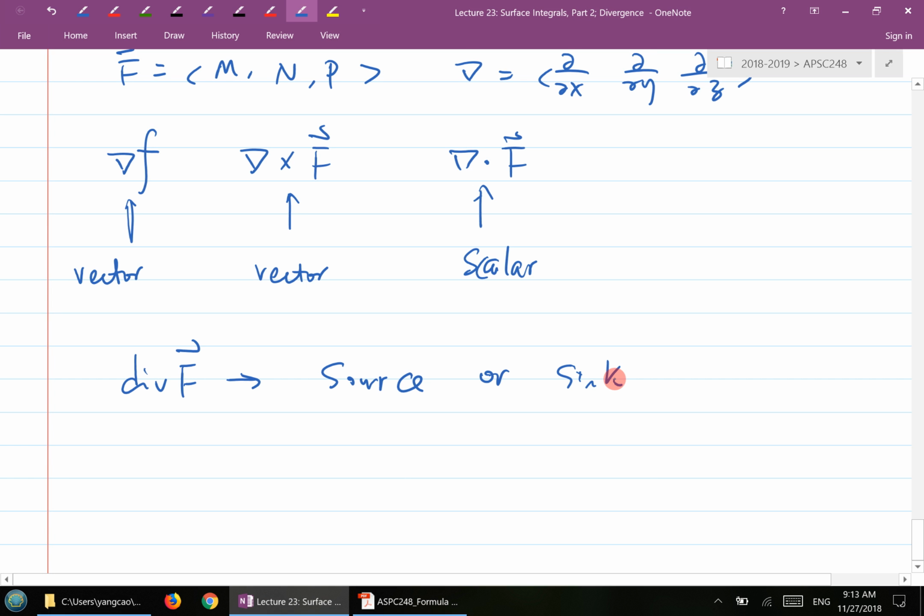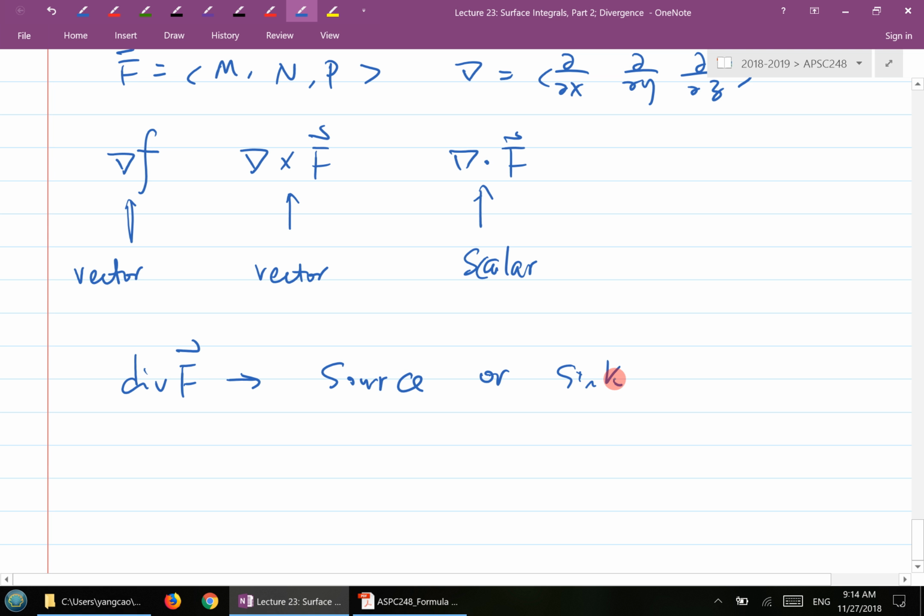You must have all played with hoses. If you turn on the water, it's always flowing out of it. So you consider that hose as a source. Now if you go to the courtyard of UBC Okanagan here, and if it happens to be a good day, you turn on the water in the fountain. If you look at the center hole of the fountain, what happens? The water all flows into that hole, right? So that particular hole you can consider as a sink. And if you calculate divergence at that hole location, you will get a negative number.